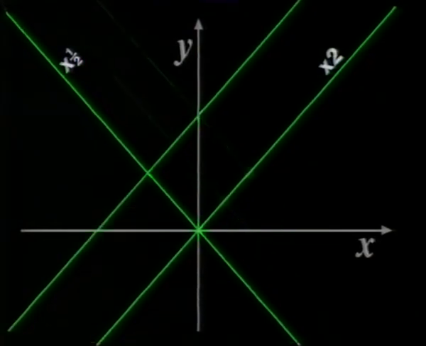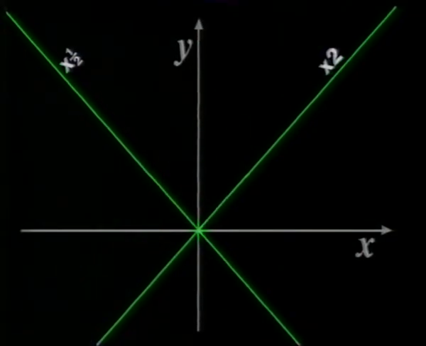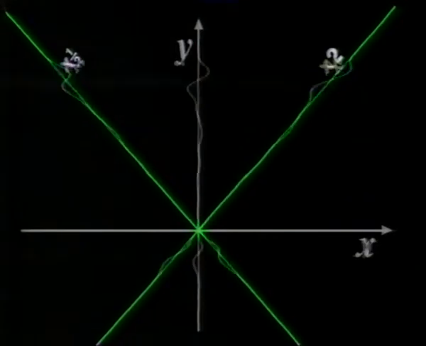Now let's look at a line parallel to the other eigenline. Well, we know what happens to this point. It's scaled by a factor of 1/2. So the image line goes through here. So that's what happens to lines parallel to the eigenlines. But what we're really interested in is what happens to a point like this.